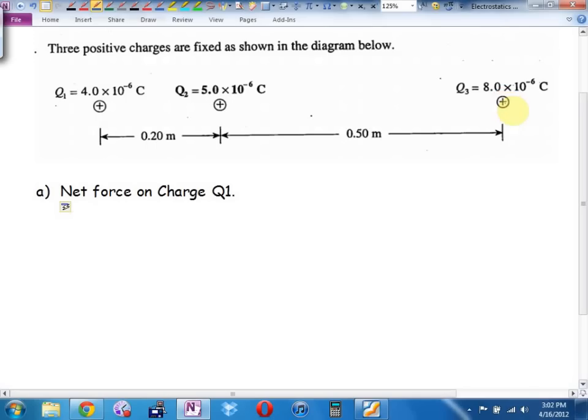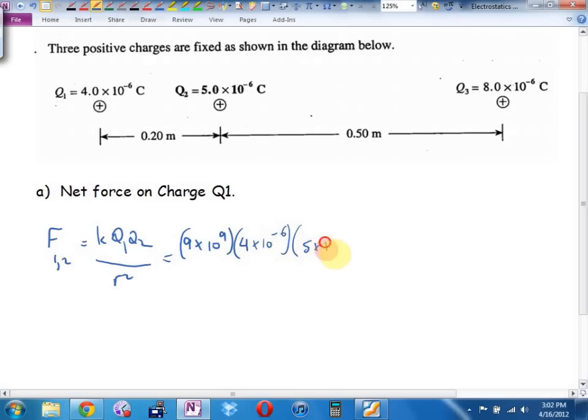Okay? So we would find the force between charge 1 and 2, which is kQ1Q2 over R squared. It's 9 times 10 to the 9th, times 4 times 10 to the negative 6, times 5 times 10 to the negative 6th, all divided by 0.2 squared. And that's going to give me a magnitude. What direction? Like charges repel or attract? So this charge is pushing this guy, which is what we're trying to find the force on, to the left or to the right?